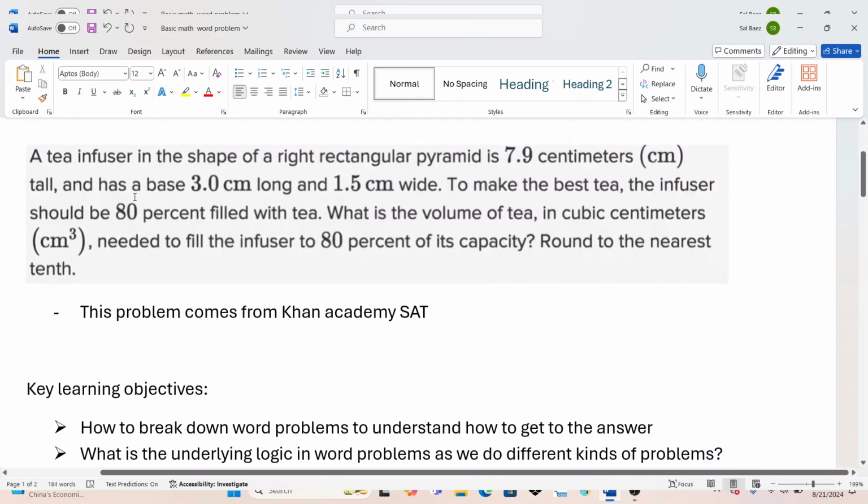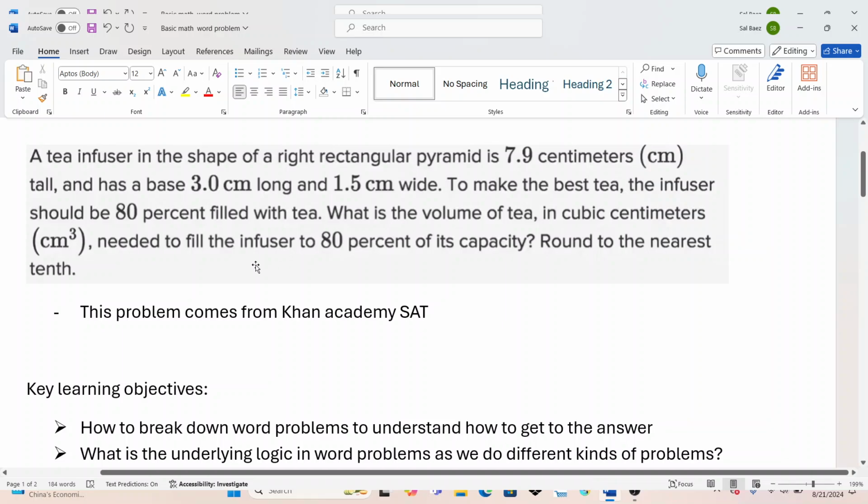All right. So in this problem, we have a tea infuser in the shape of a right rectangular pyramid that is 7.9 centimeters tall and has a base 3 centimeters long and 1.5 centimeters wide. To make the best tea, the infuser should be 80% filled with tea. What is the volume of tea in cubic centimeters needed to fill the infuser to 80% of its capacity? Round to the nearest tenth. Cubic centimeters, the third power, is the unit here.